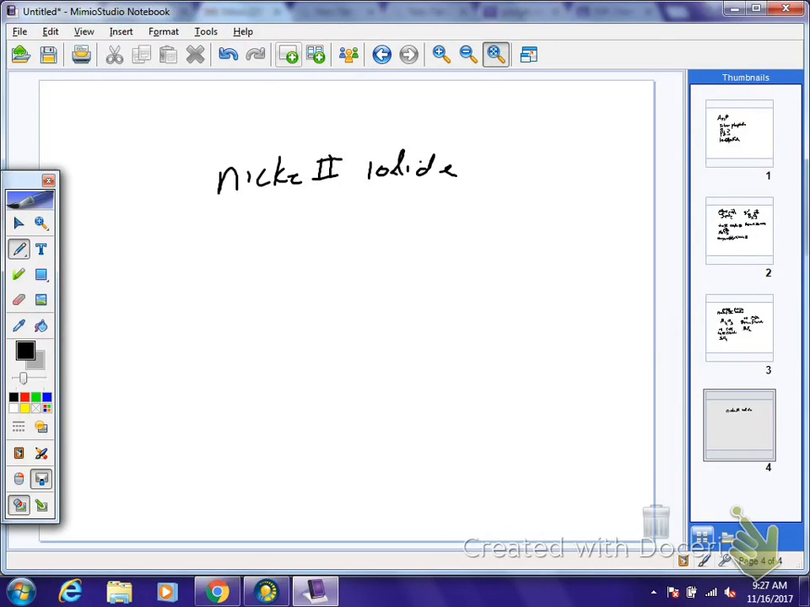So this is what a lot of people who missed this one would have put. They would have put it this way. Okay? There's a fair number of people that see that Roman numeral and they think that represents how many they have. It never represents how many they have. It tells you the charge so that you can find out how many of each you need. So the 2 doesn't tell you you've got 2 of them. It identifies the charge. So that's why it's NiI2 on that one.